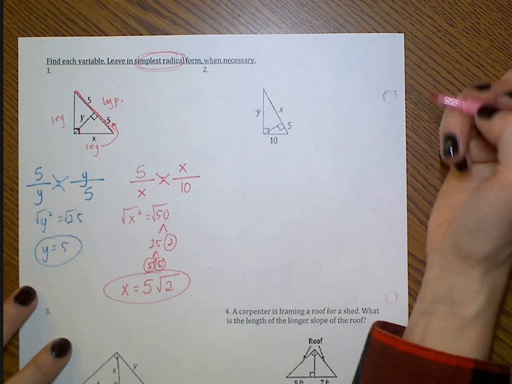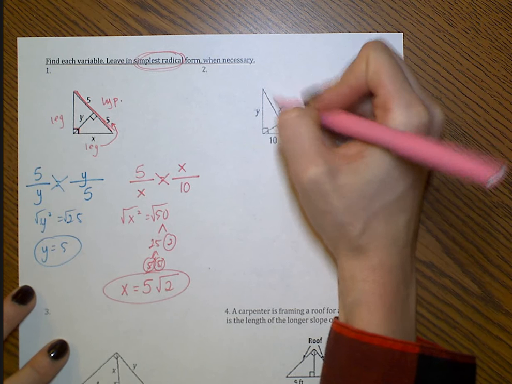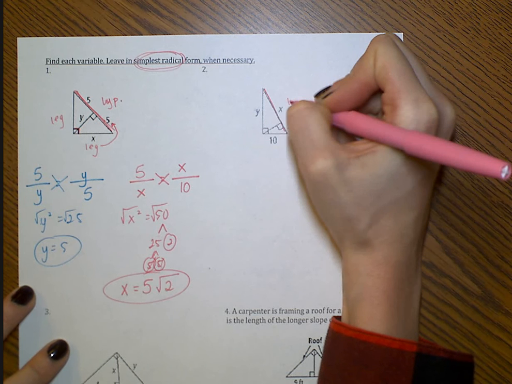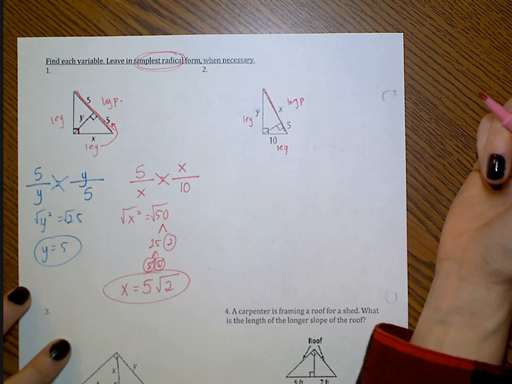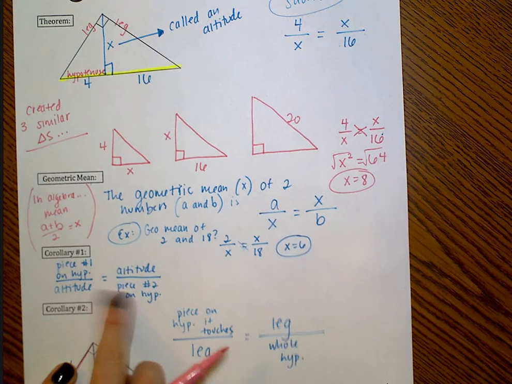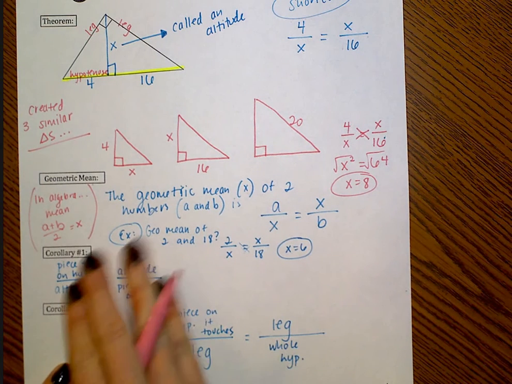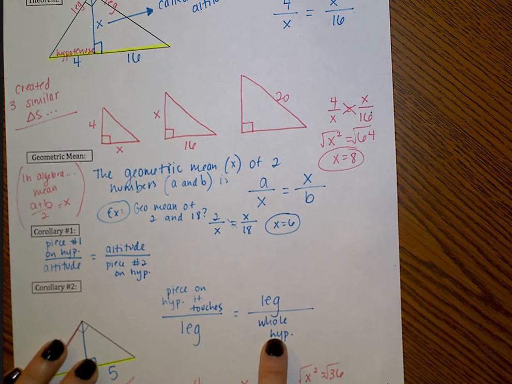Okay, next one. Same thing. Maybe let's pinpoint, across from the right angle, this is the hypotenuse. So 10 is a leg and y is a leg. They didn't even label the altitude, so you will not use the first corollary. It involves the altitude. If they don't give that to you, you don't use it. We're only using the leg shortcut.